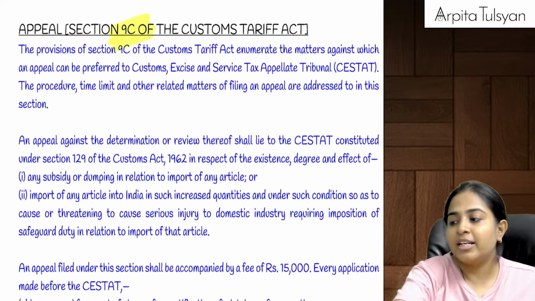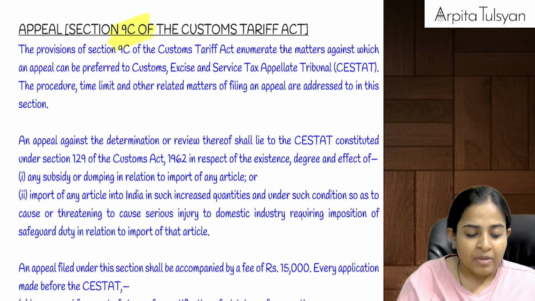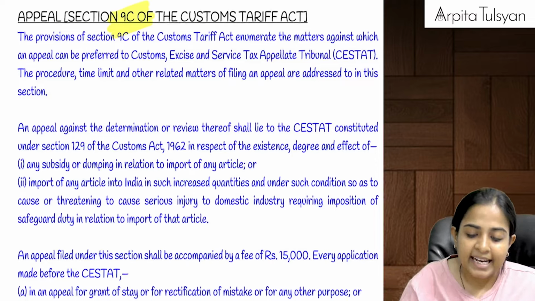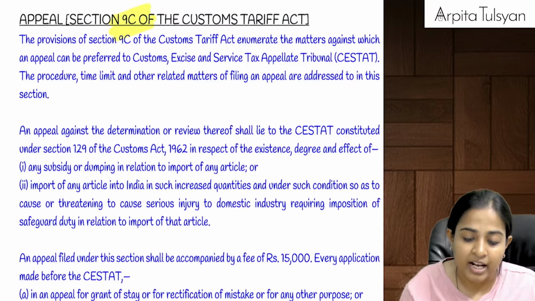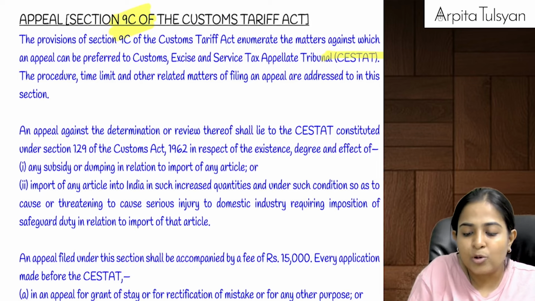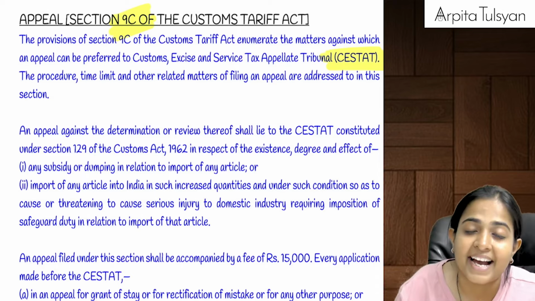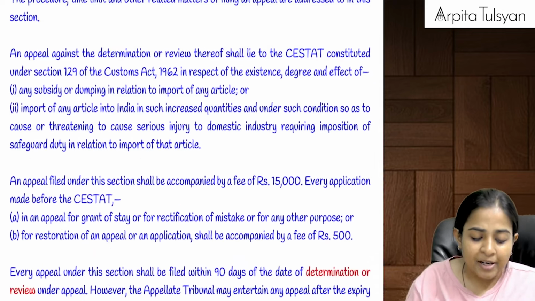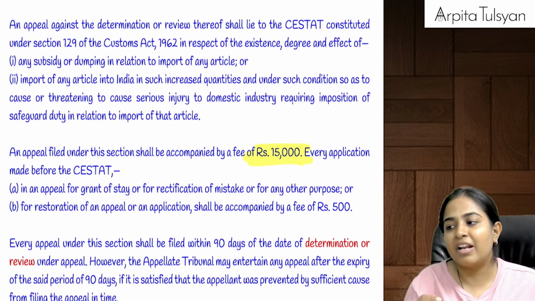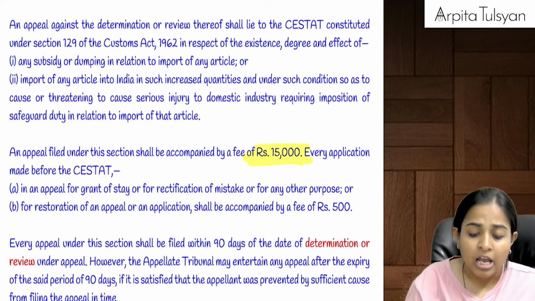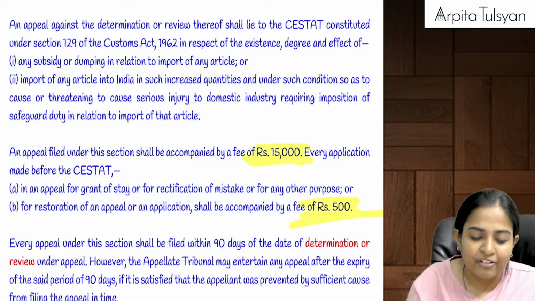Now next section is section number 9C. Section number 9C talks about the appeal. What the section number 9C says, that if any particular person is aggrieved because of the duties levied above, then you can go and file an appeal to the CESTAT, that is Customs Excise and Service Tax Appellate Tribunal. The appeal fee is 15,000 rupees, and whenever you are making a further application for rectification, for grant of stay, etc., at that time the fee will be 500.